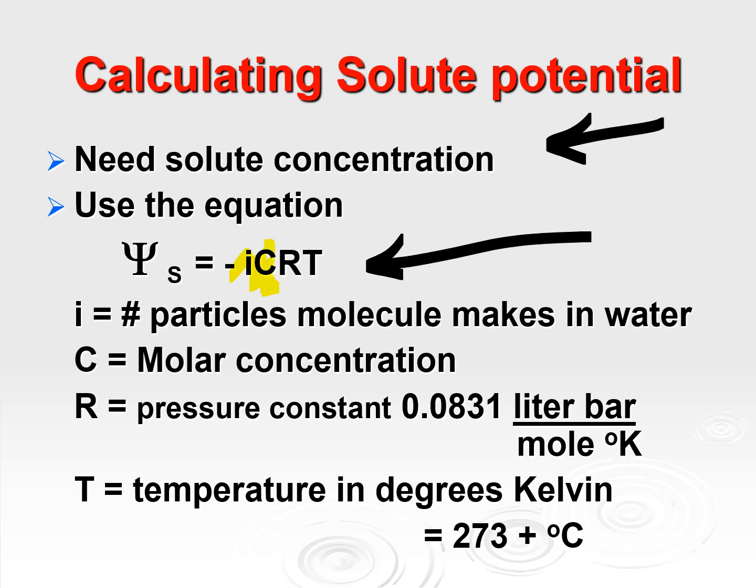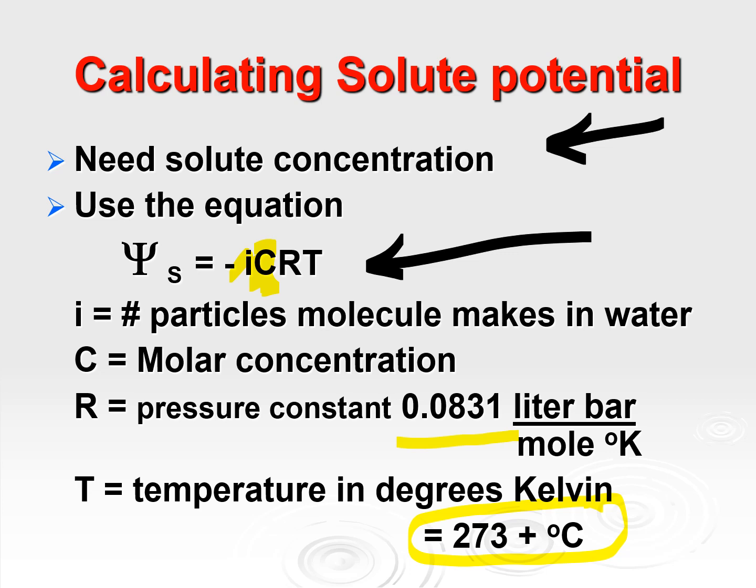C is the molar concentration, which is the number of moles per liter. R is the pressure constant, 0.0831. You might remember that from your gas laws in chemistry. You won't have to memorize it. That will always be given to you. And T is equal to the temperature in Kelvin.